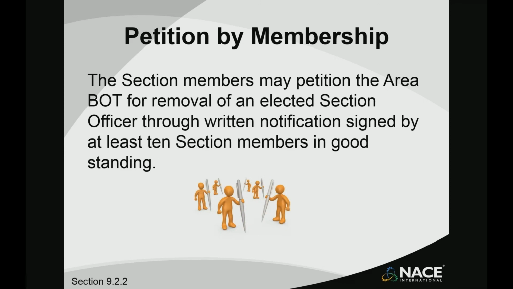The other option is a petition by membership. The section members may petition the area board of trustees for removal of an elected section officer through written notification signed by at least 10 section members in good standing.